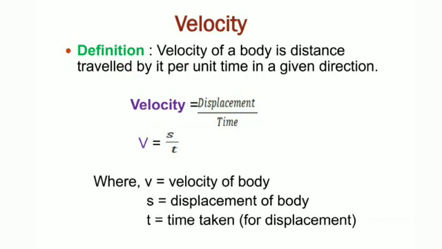Then velocity. The velocity of a body is displacement per unit time and its SI unit is meter per second. The definition says velocity of a body is distance traveled by it per unit time in a given direction, and the formula for this is velocity is equal to displacement over time, which is the same as the formula for speed, where v is velocity of the body, s is displacement of the body, and t is time taken.